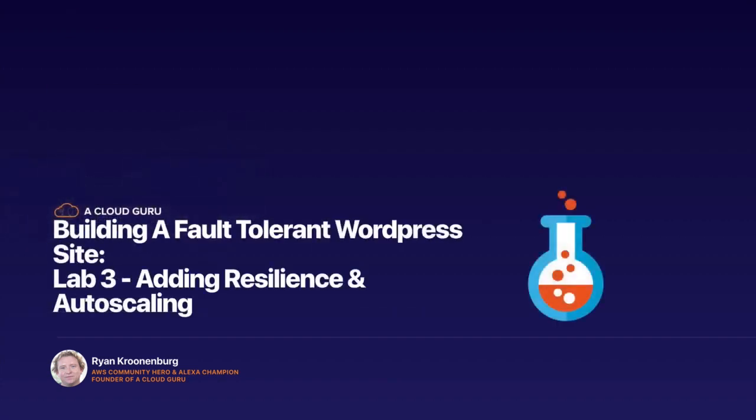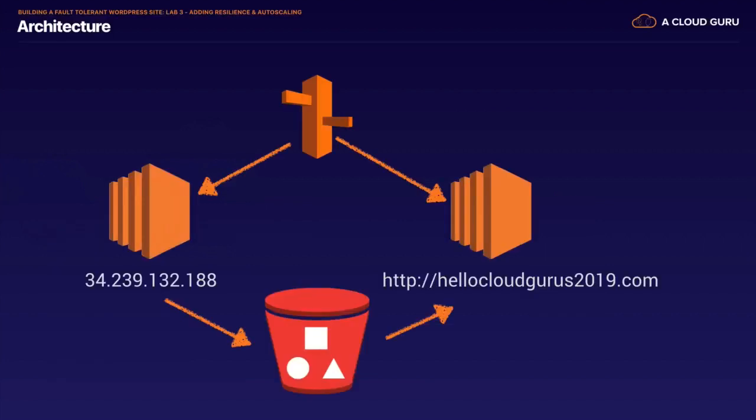In this lecture we're going to look at how we can add a bit of resilience and auto-scaling. Then we're going to go through and hopefully test our highly available WordPress site. So first of all, I just want to show you a network diagram. This is what it's going to look like. This is what we're going to do.